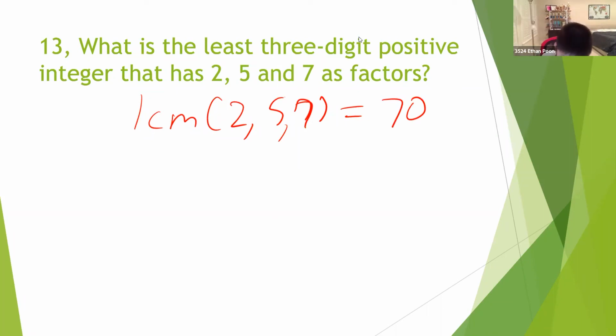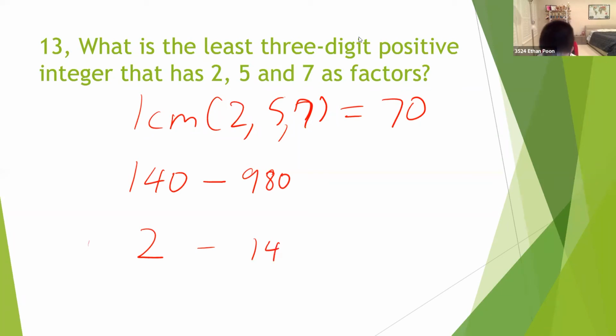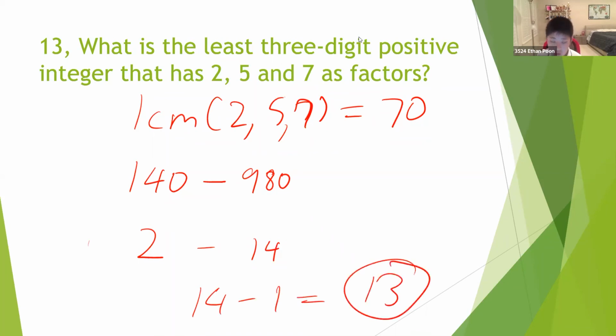So once again, we use the same strategy, 140 being 70 times 2, and then all the way to 980, which is 70 times 14. Since we're omitting 1, since 70 is not a three-digit number, 14 minus 1 is 13. That's a much shorter problem. So our answer is 13. Do you guys have any questions? If not, I'm going to move on.